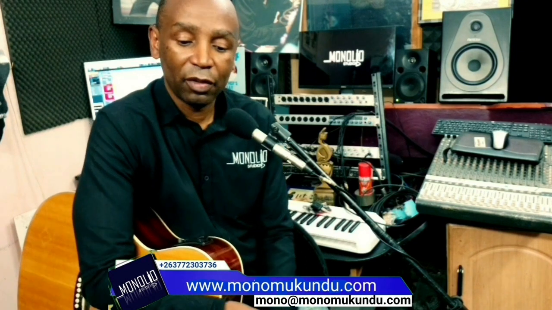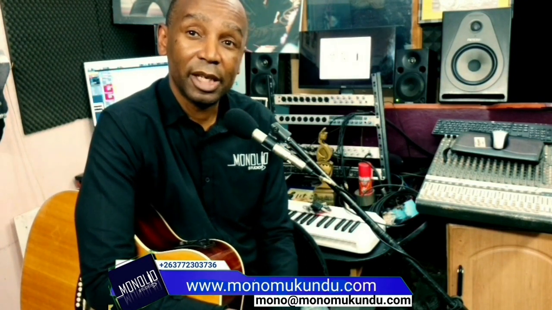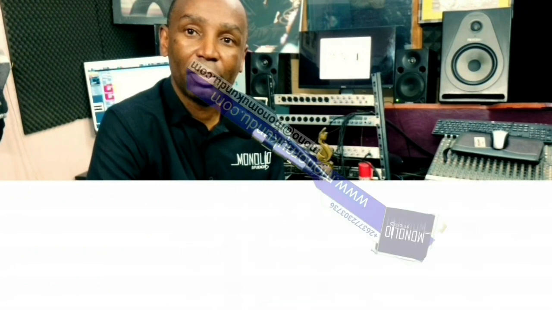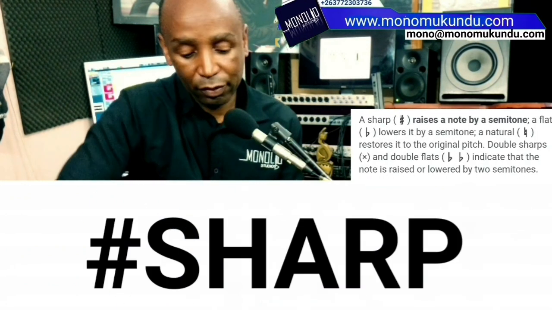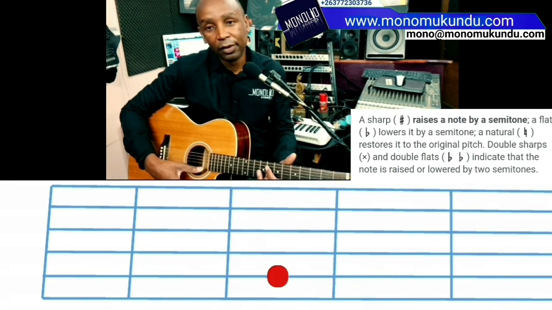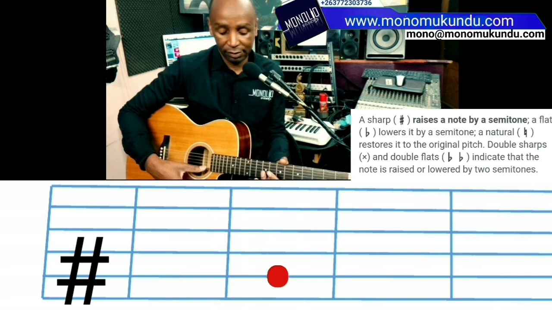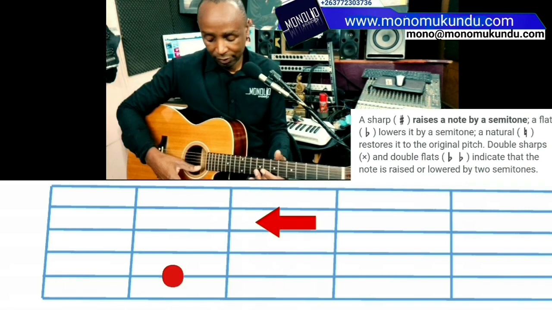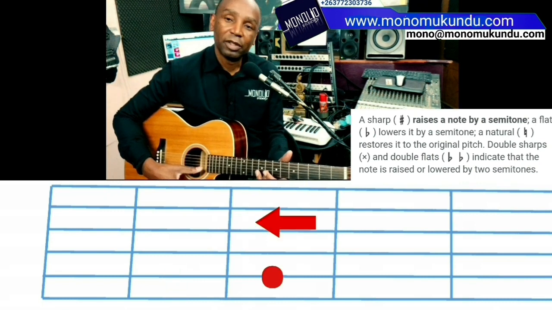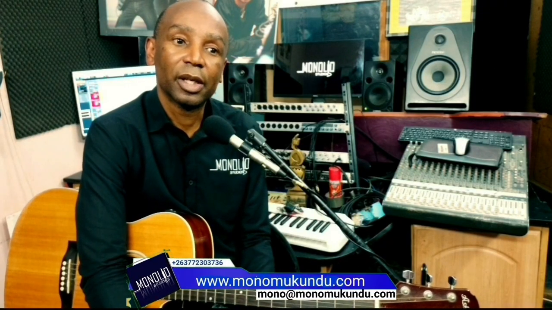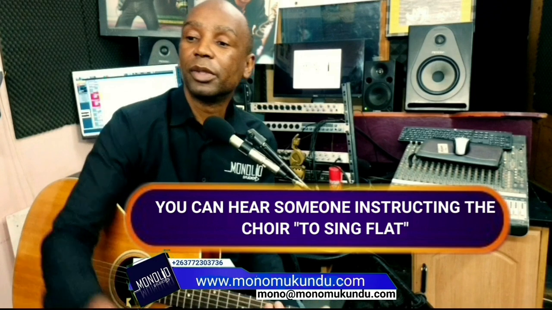But today, the first thing that we want to cover is the terms. The first term is the word sharp. What it means is, if I'm holding this note and I'm requested to sharpen it, I go one step up. This same note, if I'm requested to flatten it, I go one step down. I know that the word flat is sometimes used wrongly in Zimbabwe.